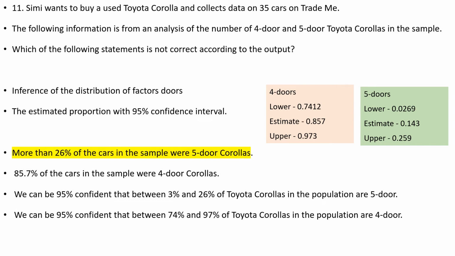Okay, people, yellow, you can't say that more than 6% of the cars in the sample were 5-door Corollas, because remember we've got both 4 doors and 5 doors over there. It was easier to look at the rest of the statements and they were all correct, so it was basically only this one falling out.